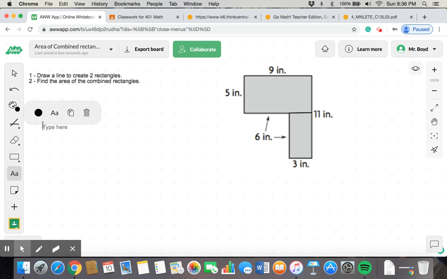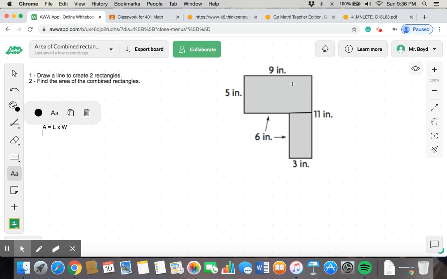Now, as we know, area equals length times width when we are talking about a rectangle. So here we have rectangle 1. This could be rectangle 1, this could be either way. Just label them 1. I'm going to choose to call this rectangle 1. So my length is 5 and my width is 9.